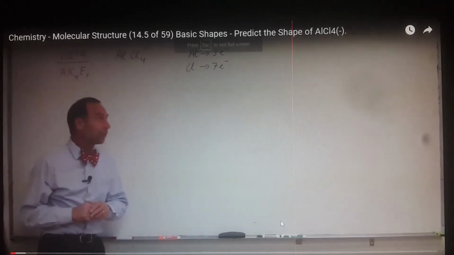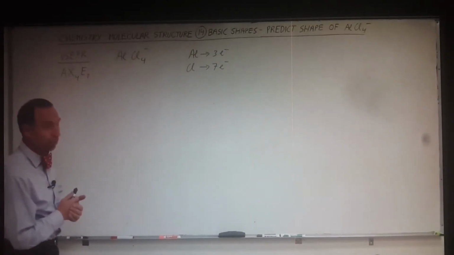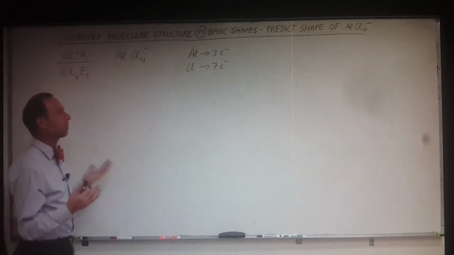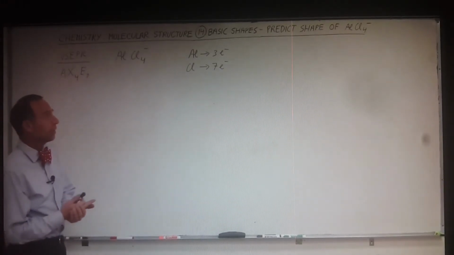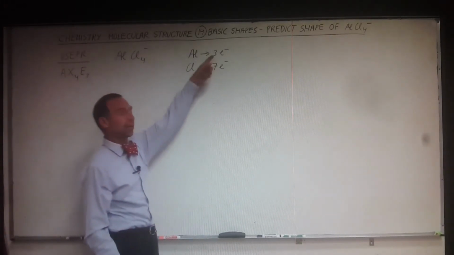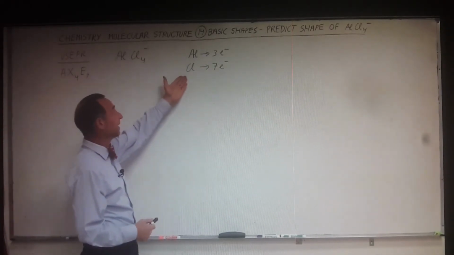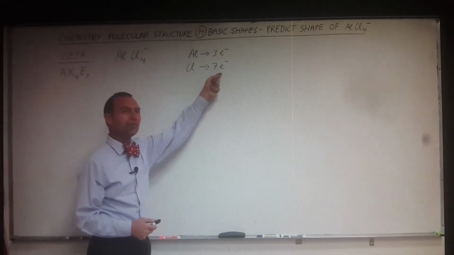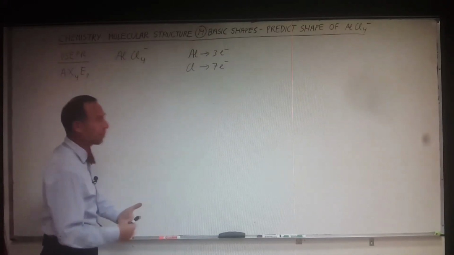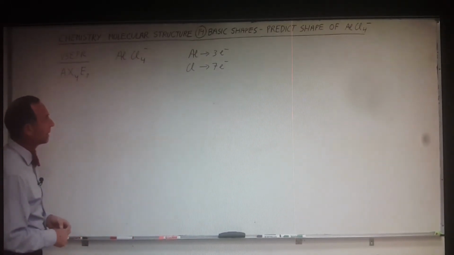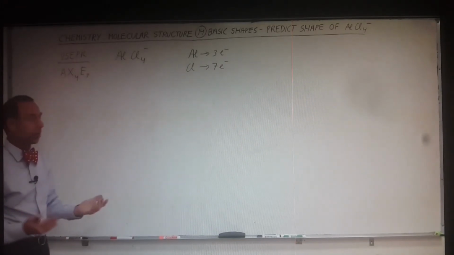Next molecule we have an ion. It's called aluminum tetrachloride. And why would aluminum tetrachloride be an ion in the first place? Well, aluminum only has 3 valence electrons. So if it's going to form bonds with 4 chlorines, chlorines have 7 valence electrons, so they're looking for single bonds to come up with that 8 valence electrons. You probably need an additional electron to accomplish that.